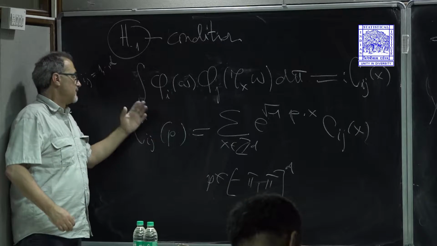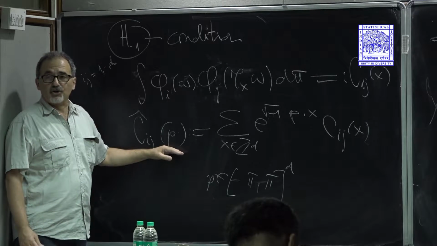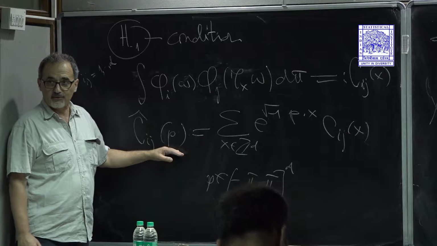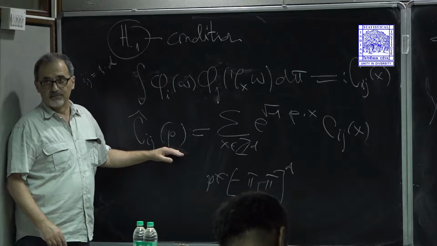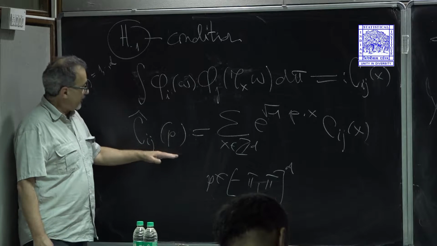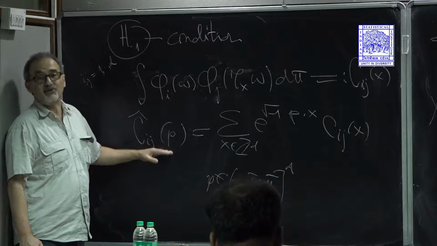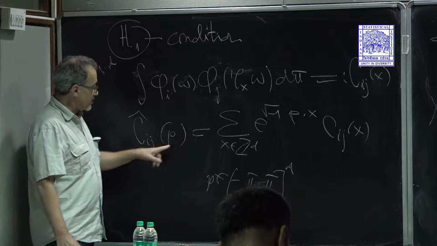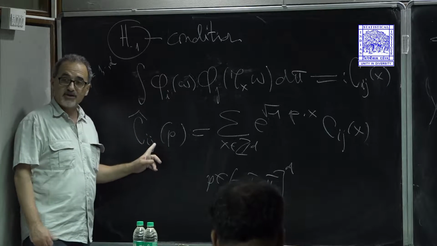Let's think about it as a function of p. It could be a distribution in p, but let's think about it as a function. Actually, it's measure valued. This is a positive definite measure valued matrix. I mean, a measure in p, positive definite as a matrix ij.